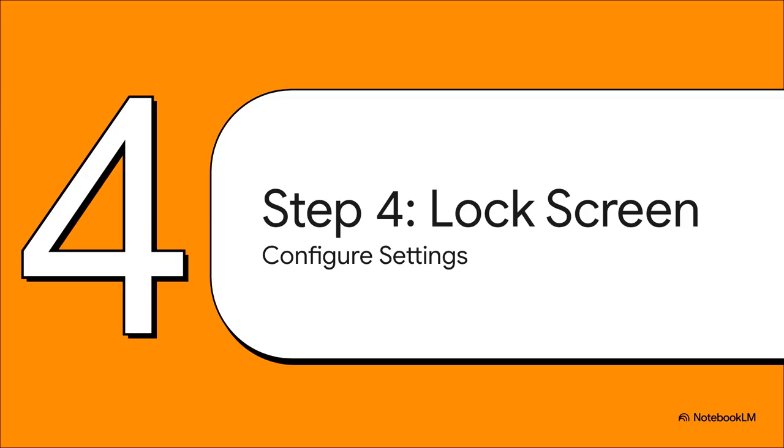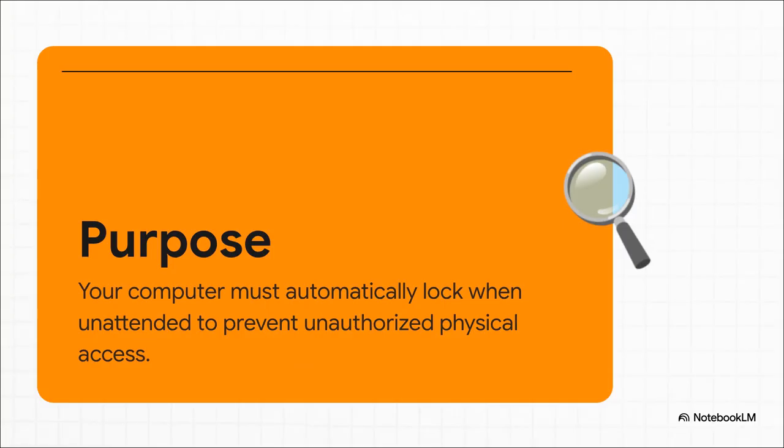Okay, we're at our final configuration step. This one is all about what happens when you step away from your computer. It's a simple thing, but it's incredibly important for preventing someone from just walking up and using your machine. You know, it only takes a few seconds for someone to access an unlocked computer. That's why your Mac has to be set up to lock itself automatically after just a few minutes of you being away. This is a non-negotiable rule whether you're at home, a co-working space, or anywhere else.